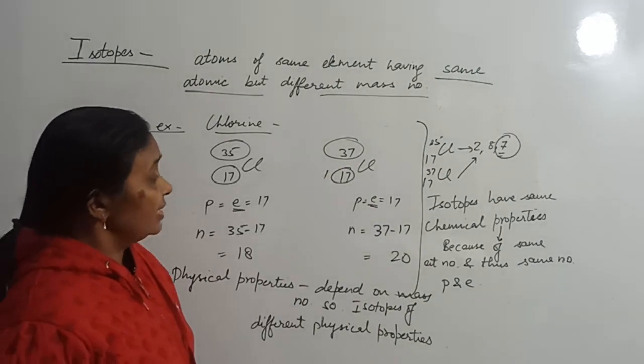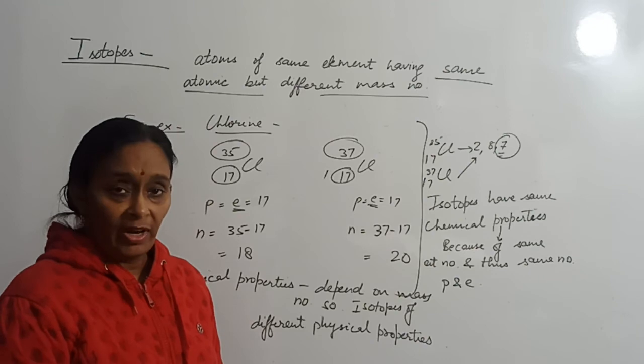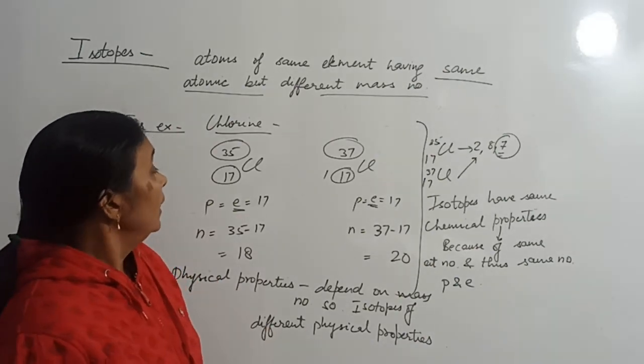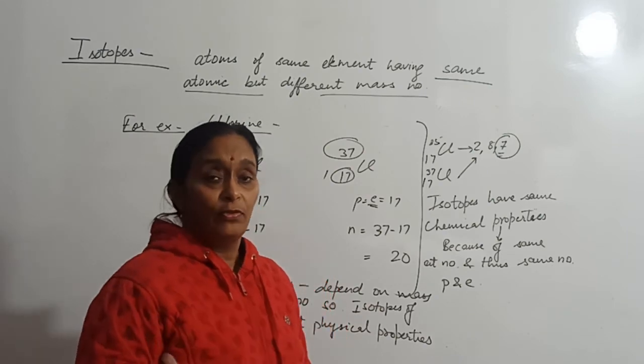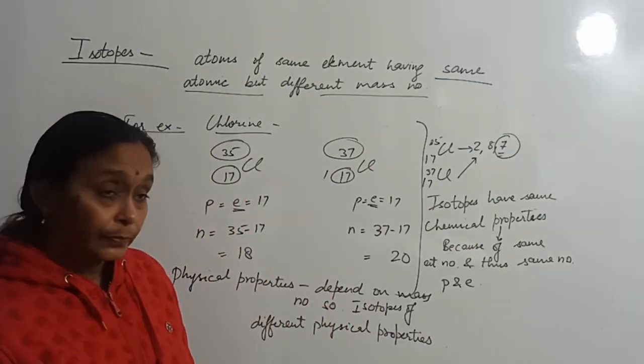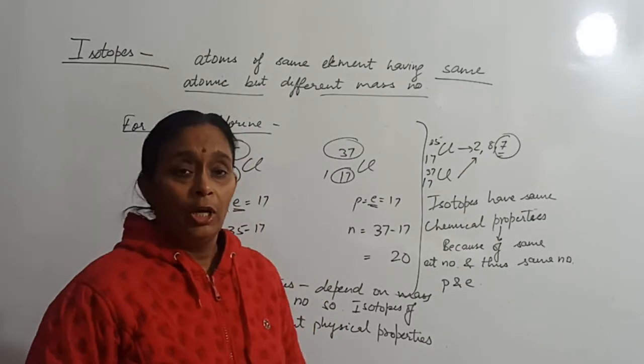So you can be asked to draw the structures of various isotopes of hydrogen or chlorine or carbon. You can be asked the reason for the similar chemical properties, the reason for the different physical properties. So you can very easily answer on the basis of this.